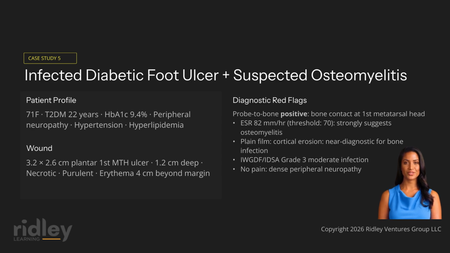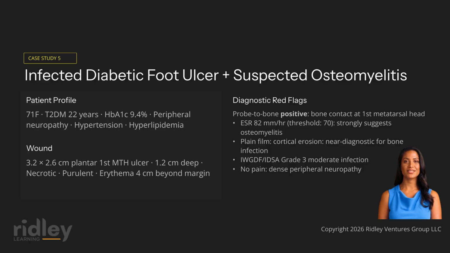The ulcer has been present for approximately 6 weeks and was initially managed with weekly dressing changes by a home health nurse. The patient reports no pain due to dense peripheral neuropathy, confirmed by absent protective sensation on Semmes-Weinstein monofilament testing bilaterally. Physical examination reveals a 3.2 cm by 2.6 cm ulcer with a depth of 1.2 cm, necrotic base with purulent exudate, erythema extending 4 cm beyond the wound margin, and local warmth.